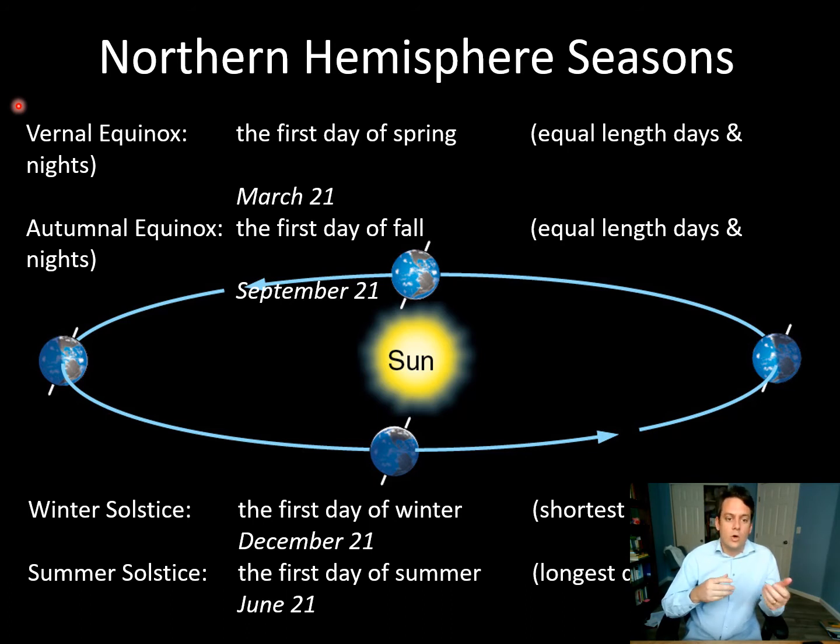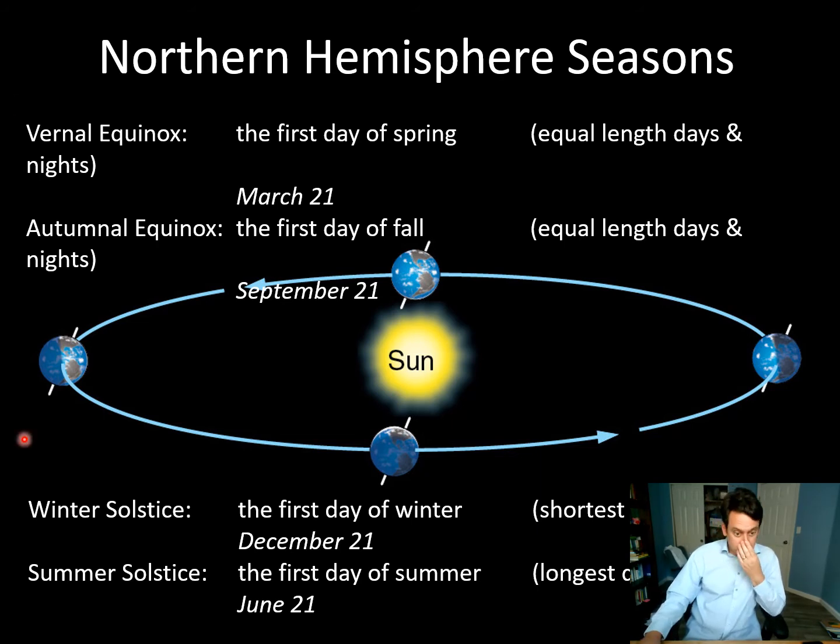And similarly, on the autumnal equinox, it's the first day of fall, September 21st usually, plus or minus a few hours that may carry you into the 20th or the 22nd. But again, you have equal length days and nights.